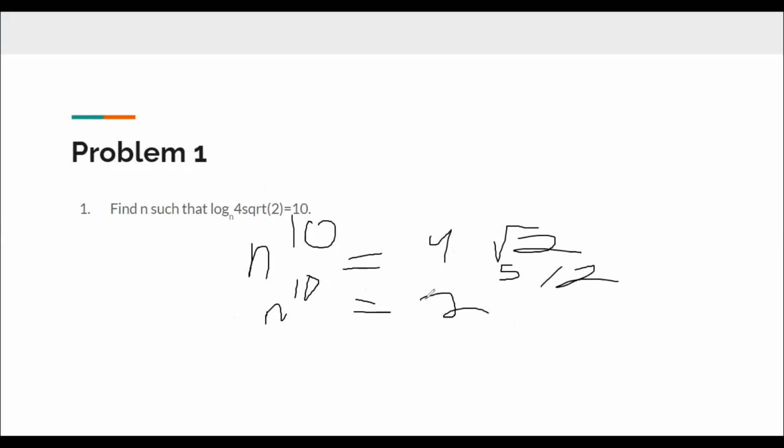You notice that n to the power 4 should be equal to 2. Because if n to the power 4 is equal to 2, then 2 to the power 2.5 is equal to n to the power 10, which is true. So n to the power 4 is equal to 2, or n is equal to the 4th root of 2.